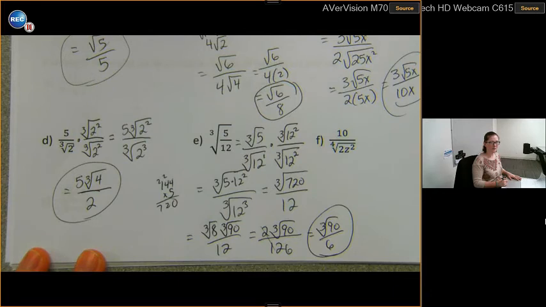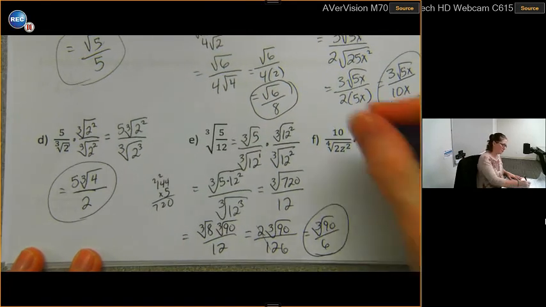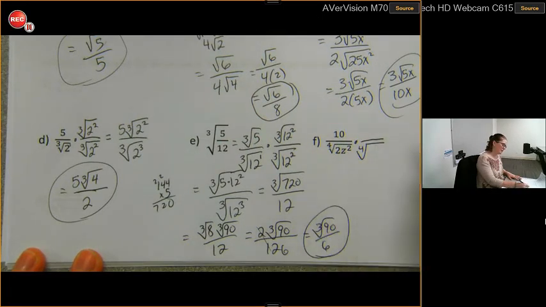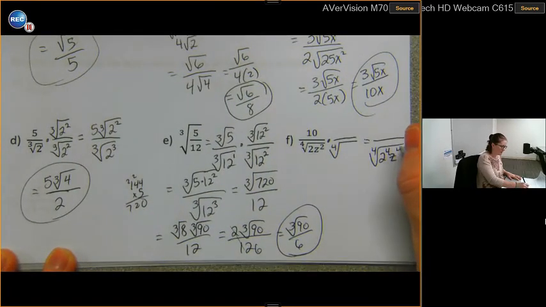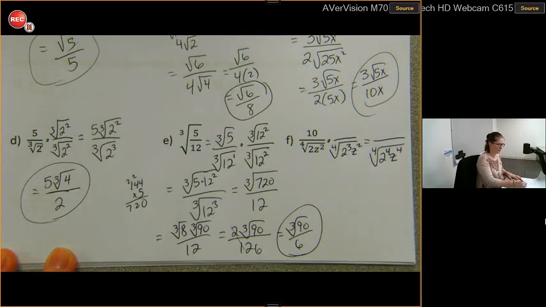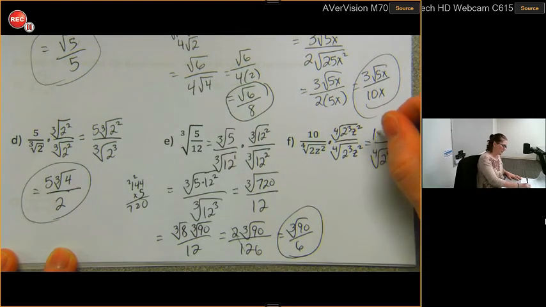So the key to these problems is making the denominator perfect. To do that, I need to make my exponent match my index. So on letter F, I need my 2 to be to the 4th power. And I need my z to be to the 4th power. So to make that happen, I need 2 to the 3rd z squared. And whatever you put on the bottom, you put the same thing on the top.